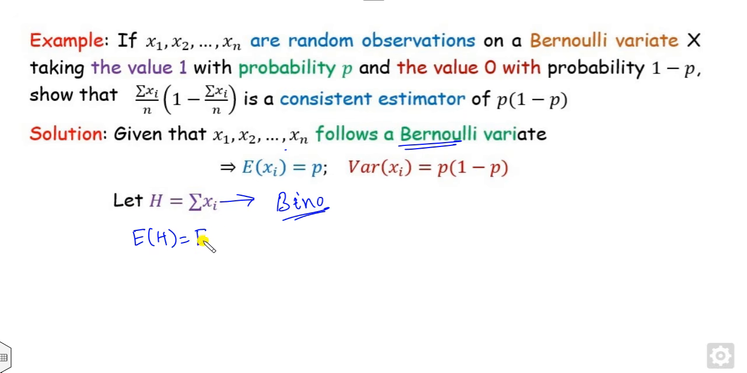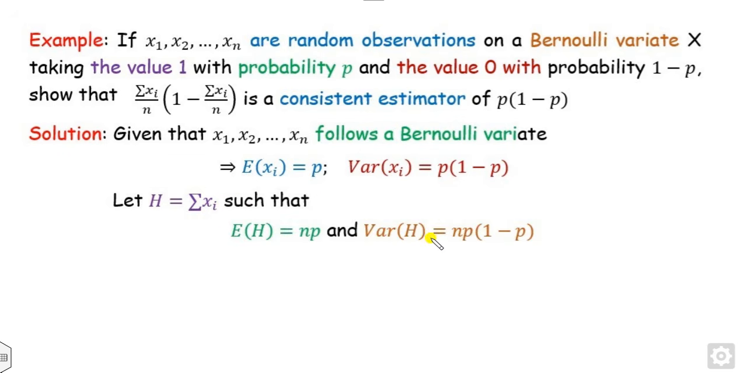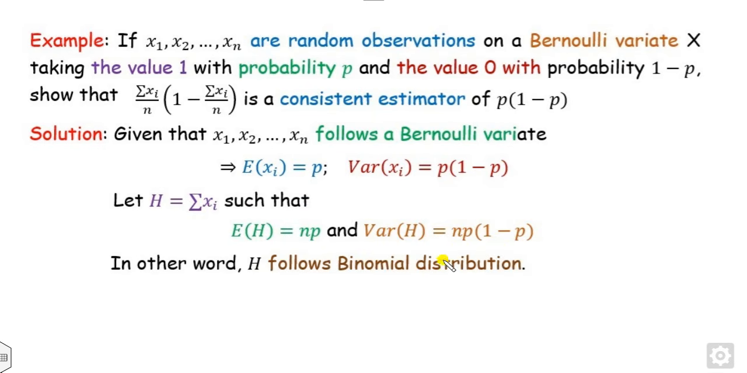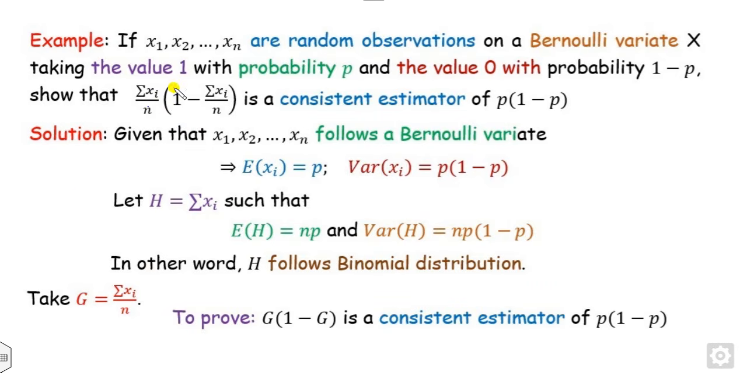So can you find the mean of this? This is x1 up to xn. So what is the mean of this? This is nothing but np. Similarly, you can find the variance of this, which is np into 1 minus p. Or you can see that H is simply following the binomial distribution. Now, in order to show this is the consistent estimator, to simplify this, you can see these are the same thing. So I can consider G. Therefore, our target is to prove that G of 1 minus G is the consistent estimator of this.